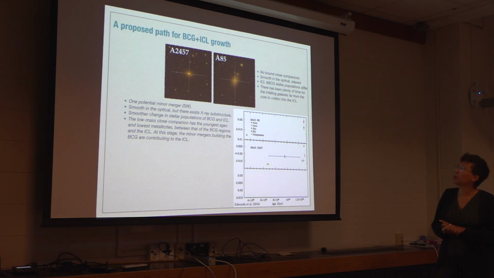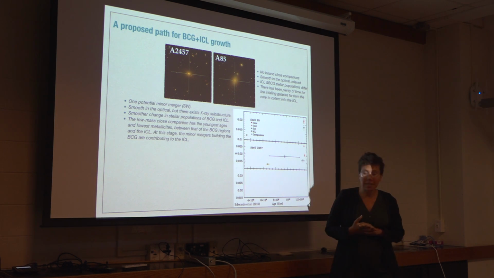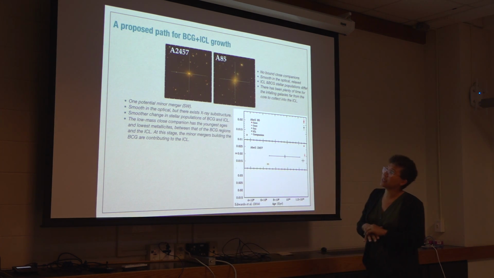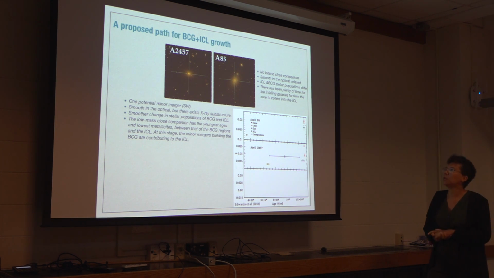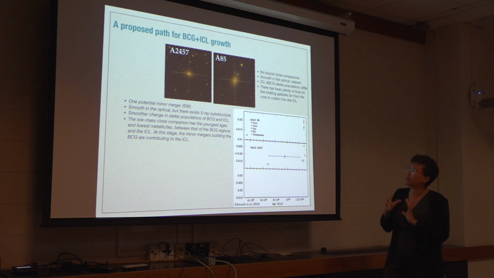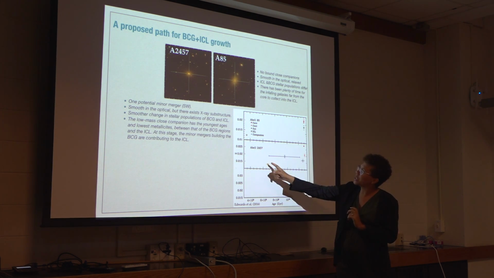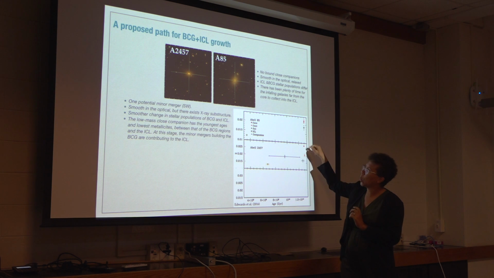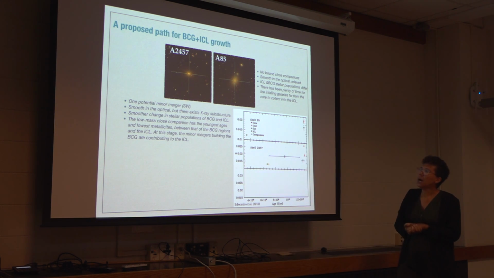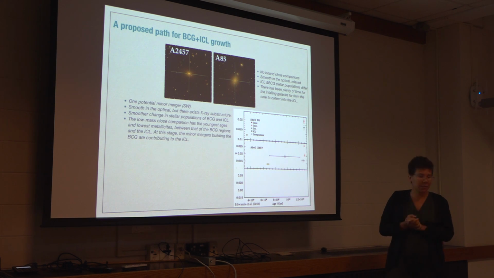Another galaxy, Abell 2457. I'm not going to go through all 23 in this sample, by the way, just 3. Abell 2457 has one potential minor merger, the tiny little galaxy in the southwest. This galaxy is smooth in the optical, but in the X-ray there's substructure that we can see. There's a smoother change in stellar properties from the BCG to the ICL. So for example, the companion bridges the gap between the stellar populations of the core and the ICL. This low mass close companion has the youngest ages and the lowest metallicities, if you look in detail, that are between that of the BCG and the ICL.